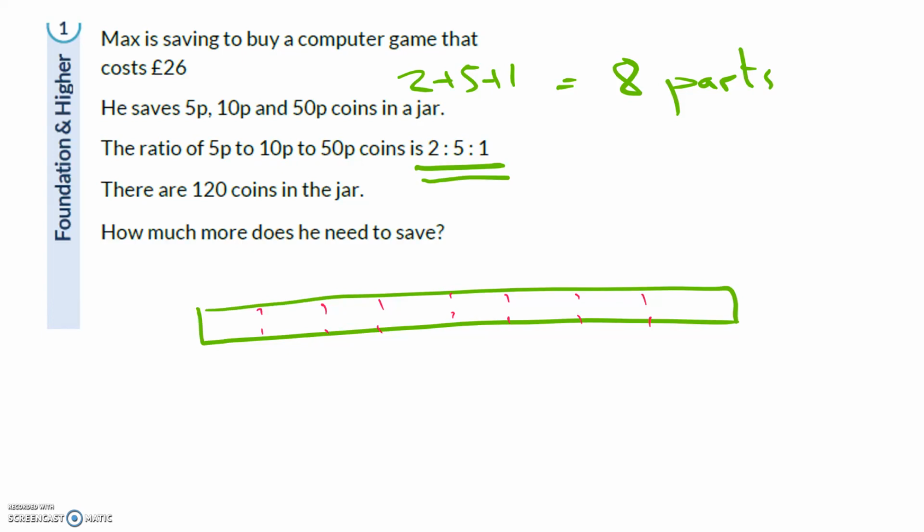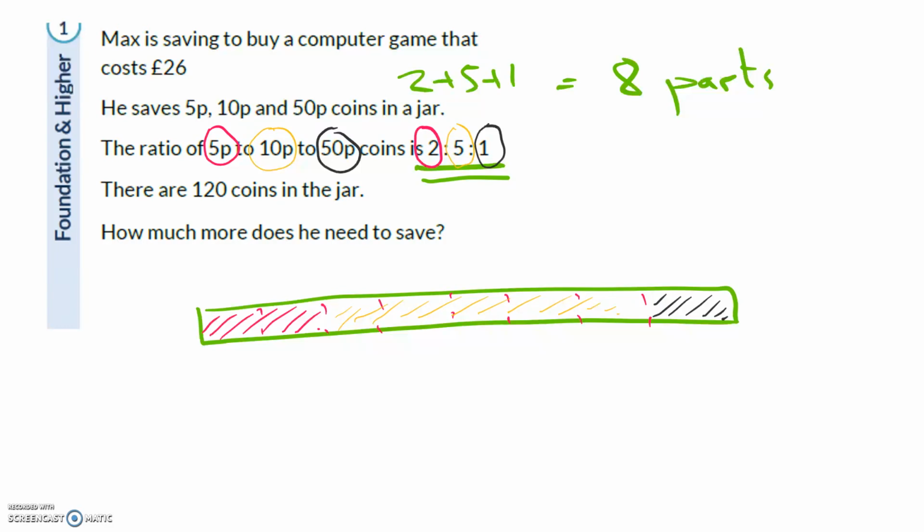We can now start thinking, okay, 2 parts of that are 5p coins. So we could maybe shade in 2 parts. We'll leave the 5 parts and we'll do the 1 part. 1 part of that bar is for 50p coins. And that leaves these 1, 2, 3, 4, 5 parts in the middle that are our 10p coins. That's 5 parts in the ratio.